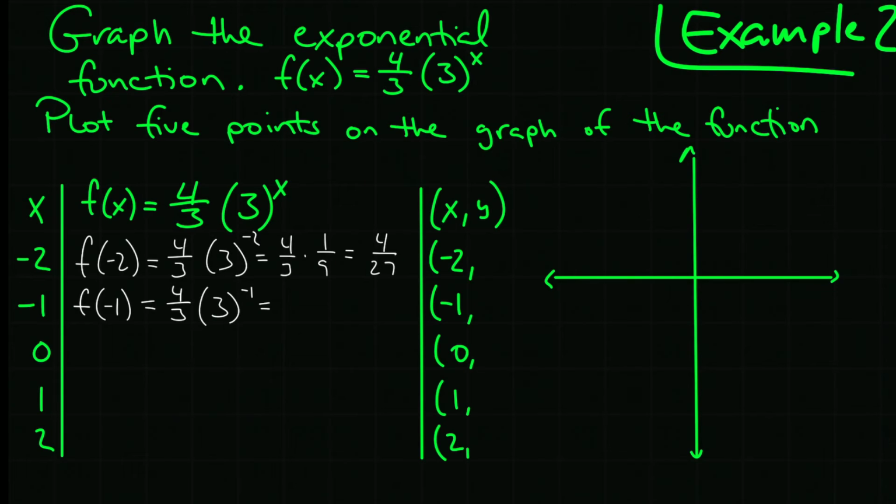For f of negative 1, we have 4/3 times 3 to the negative 1 power. That's the same thing as 4/3 times 1/3, which will give us 4/9.